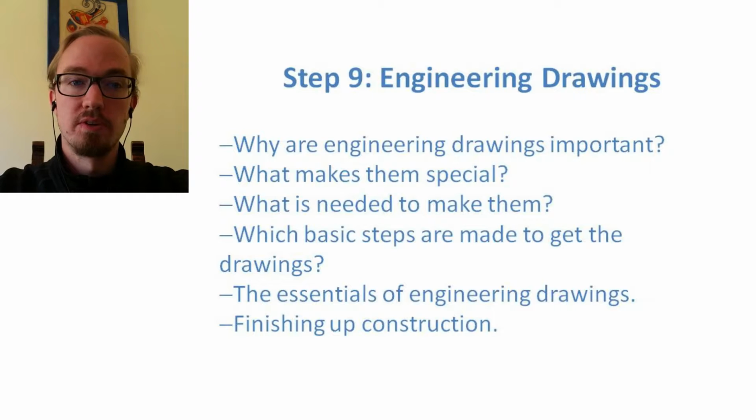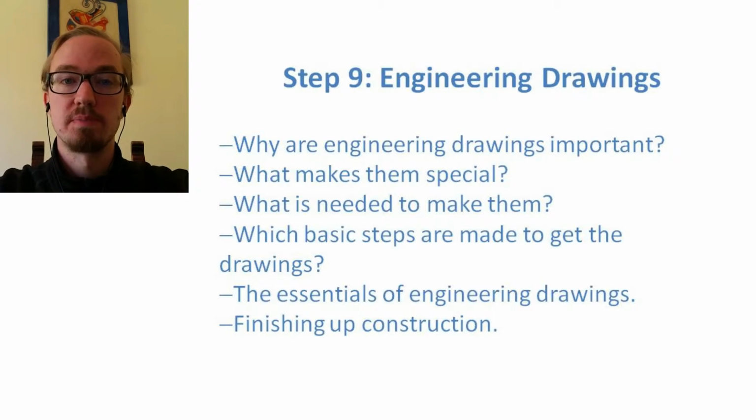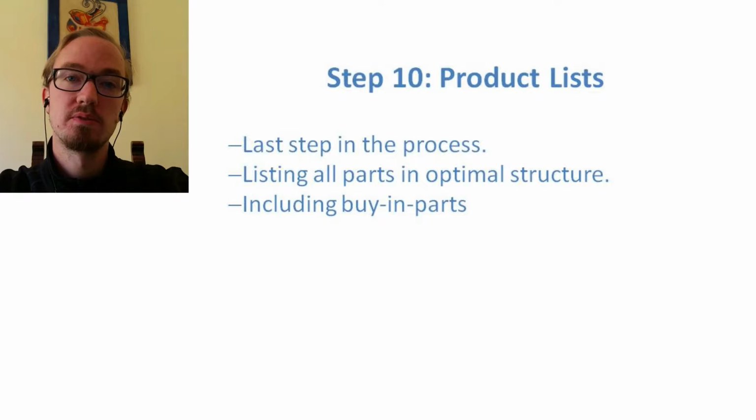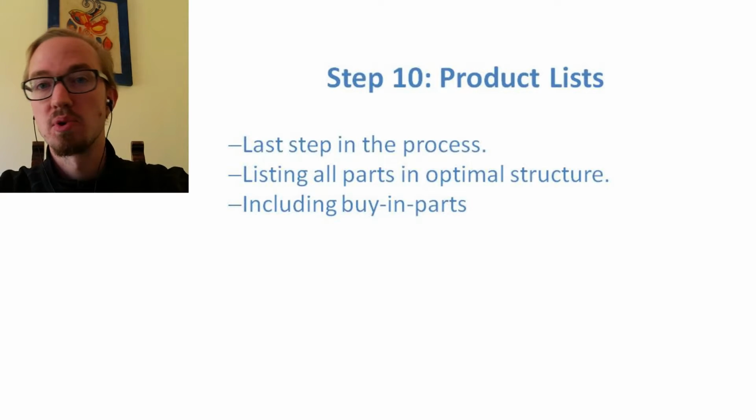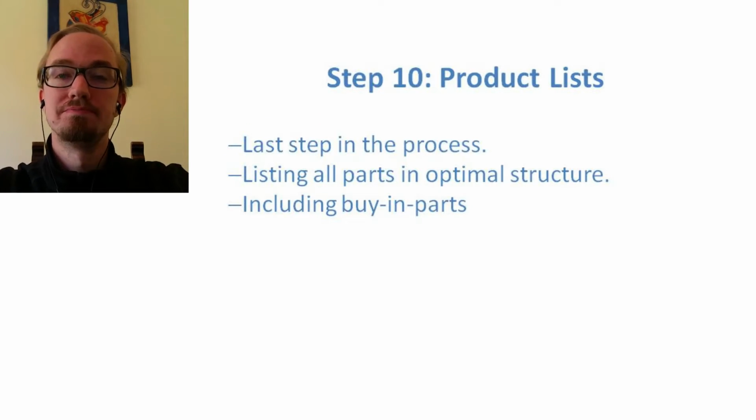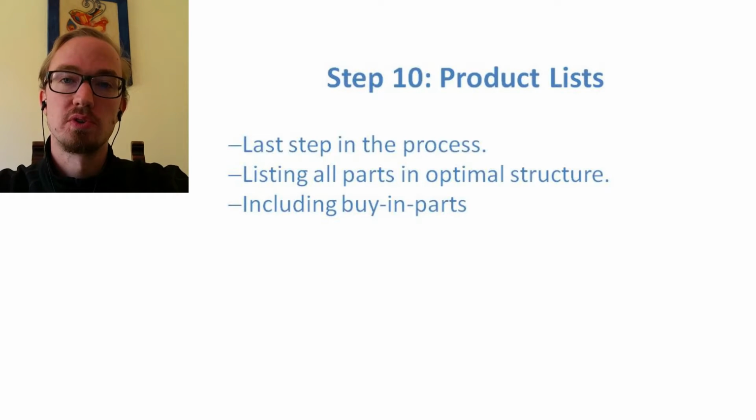And we will go over what makes engineer drawings special and what is needed to make them. And after this, for finishing up the construction, we will go to step 10, the product list. And the product list is an important addition to the engineering drawings, because here you can also note all the parts that are not built by you.